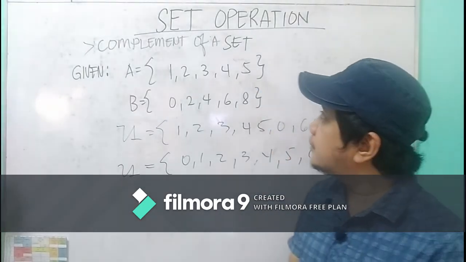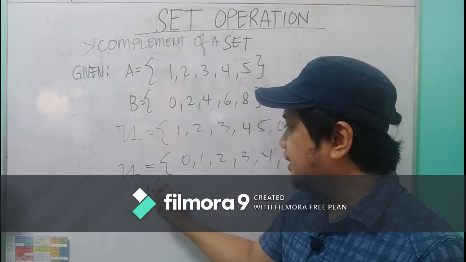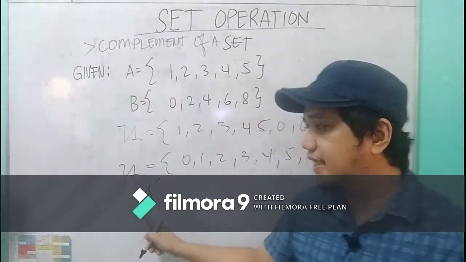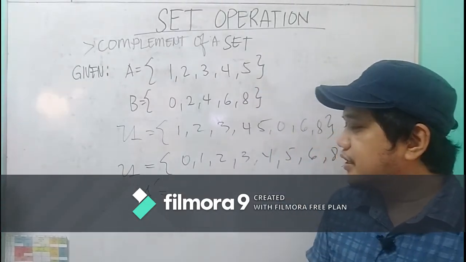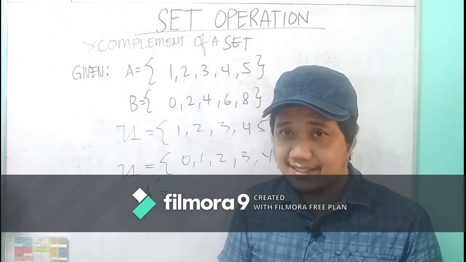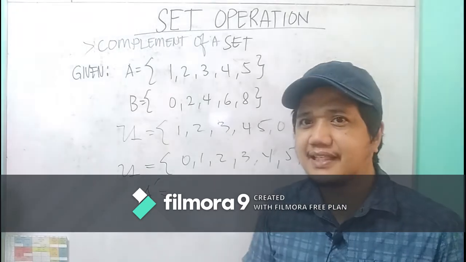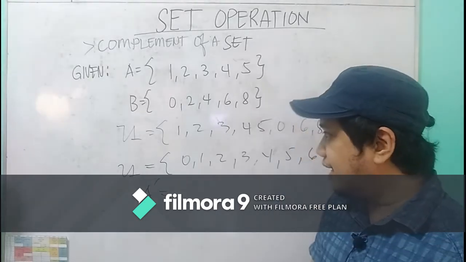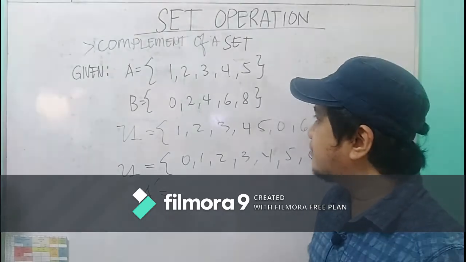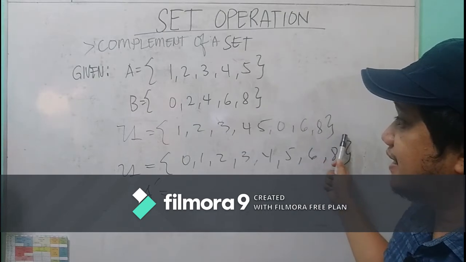So, how are we going to get the complement of A? The complement of A is written with a dash above the letter A. What is the complement of A with respect to the universal set? The complement of A with respect to the universal set is the elements that are not in A. So you'll just evaluate which among these elements are not in A.